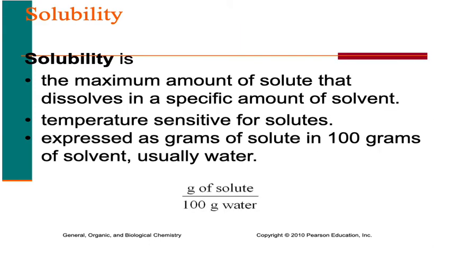Solubility is the maximum amount of solute that dissolves in a specific amount of solvent. So solute would be the thing being dissolved. Solvent would be the thing it's dissolved into. So if we were using salt water as the example, the solute would be the salt, the solvent would be the water. Temperature sensitive for solutes, expressed as grams of solute per 100 grams of solvent, usually water. So we have grams of solute over 100 grams of water.